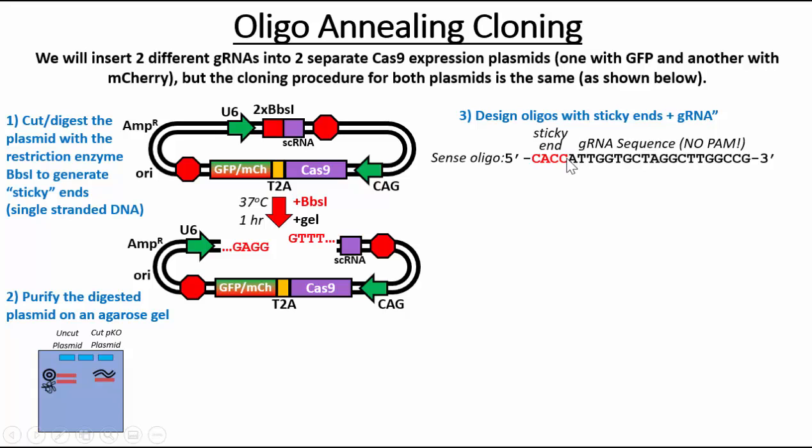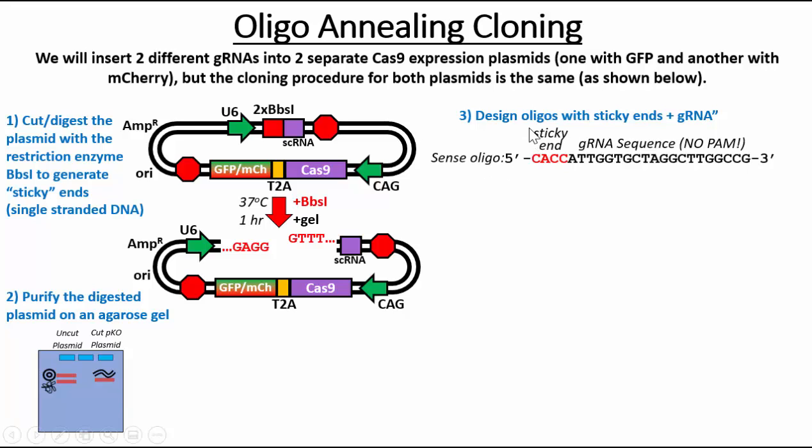Then after that CACC, I put my guide RNA sequence. So this is the guide that I used as the example in the previous slide. All 20 bases of it right there. But notice one very important thing. The PAM that flanks that guide RNA sequence is not here. You do not want to put the PAM sequence into the guide RNA. None of this will work if you do that.